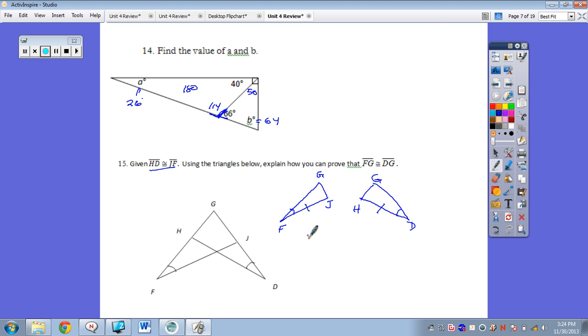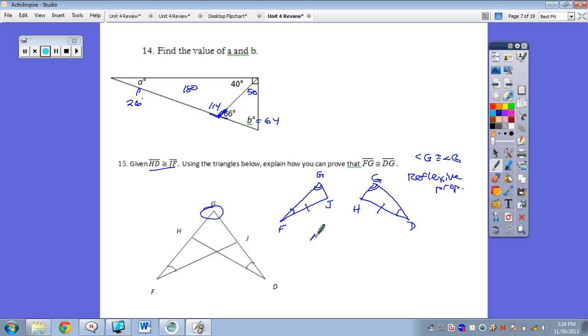And the third thing I know in both triangles is that angle G is congruent to angle G by the reflexive property. What the reflexive property means is that since they both have angle G, this angle in both triangles, angle G is congruent to itself. So angle G is congruent to angle G. That's what makes that reflexive property. So now I have three things in this triangle, and I have three things in this triangle.